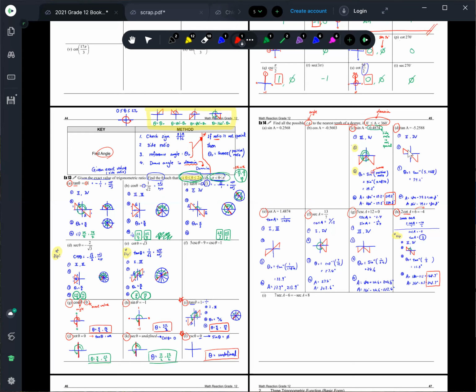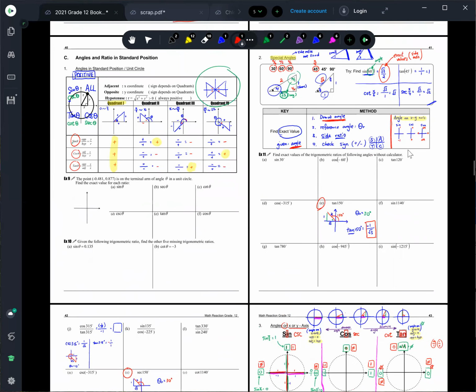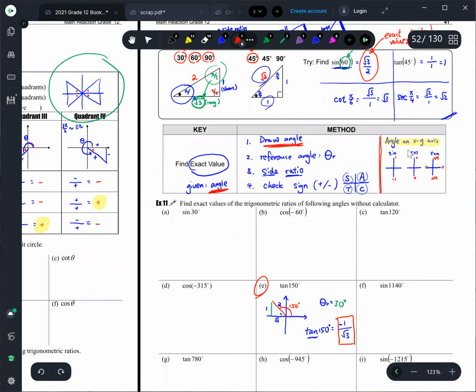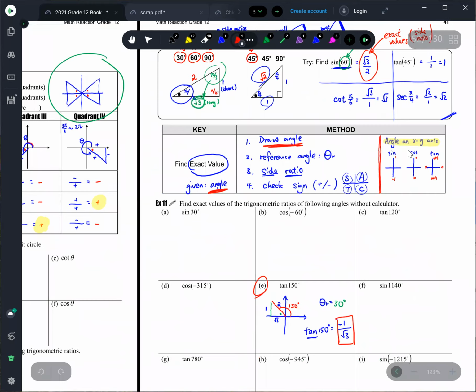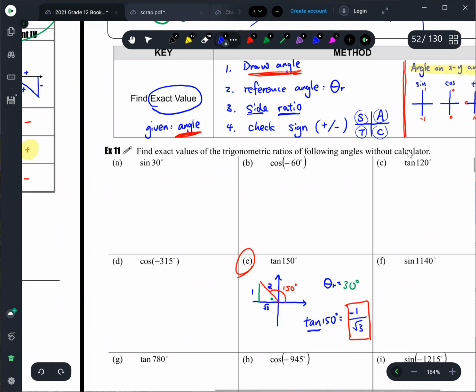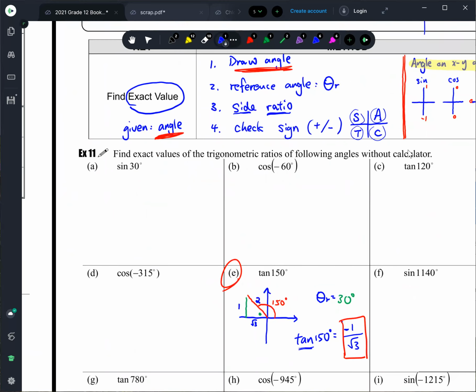So now to extend this idea, for example, we'll go back to page 41. You can look at page 41 or look at the screen. This is to find exact value if they tell you the angle. So we can go over one question first, as a review. Here they give you the angle. You can turn to page 41. I'm going to work on this one.